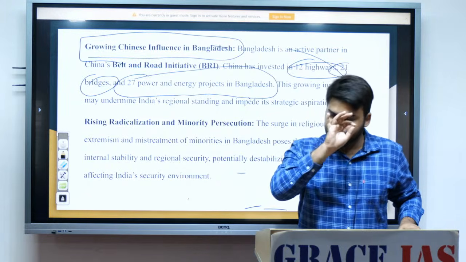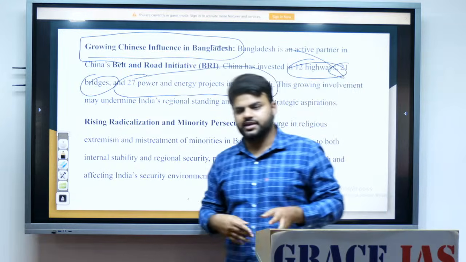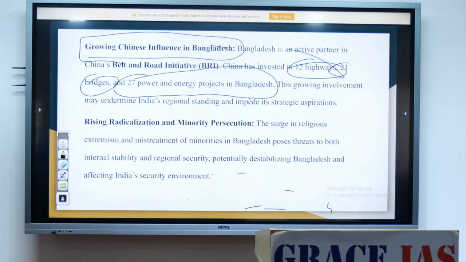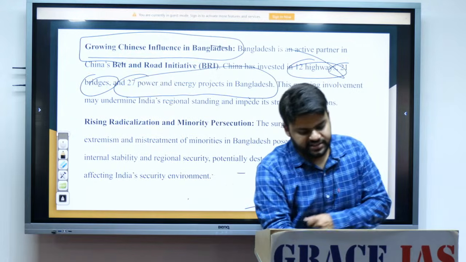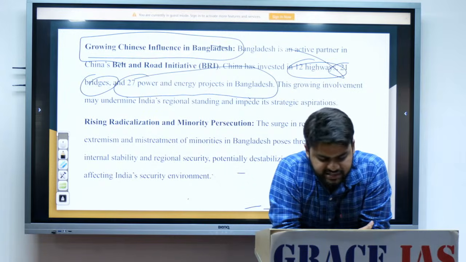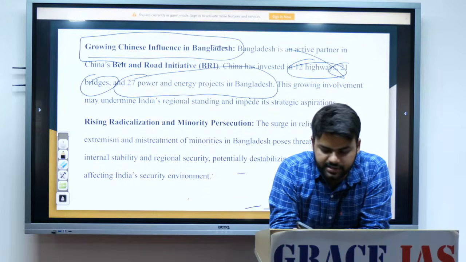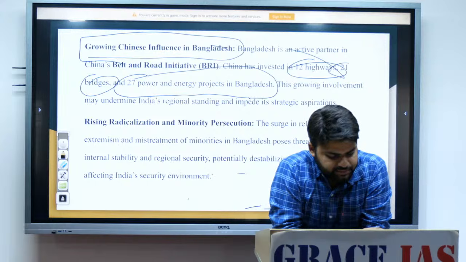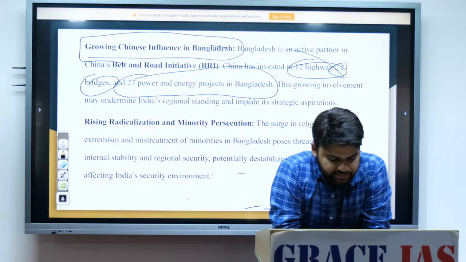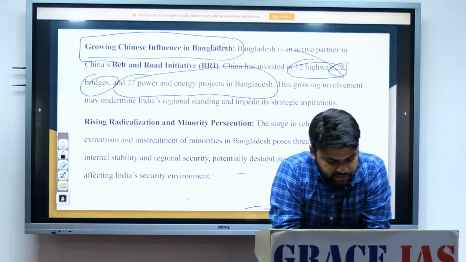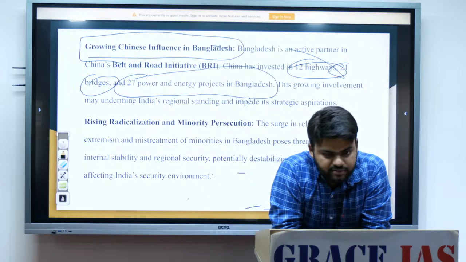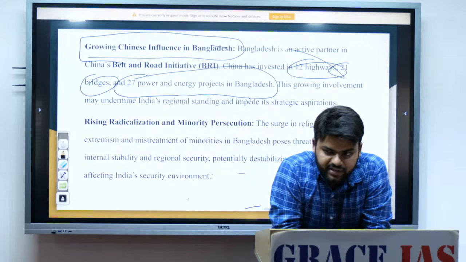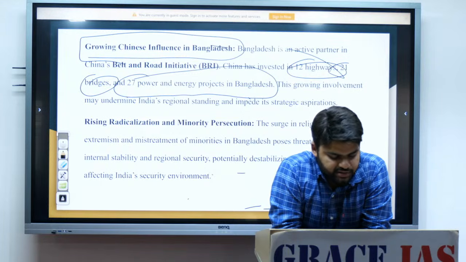Last way forward, and this you can write in all the nations which we have discussed. Offer a credible alternative to Chinese investments. Write in this: faster project completion, competitive financing, and deeper energy partnerships, to prevent Dhaka's drift towards Beijing.